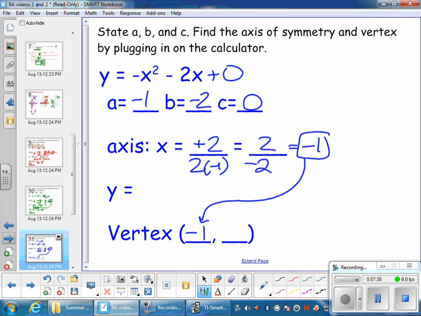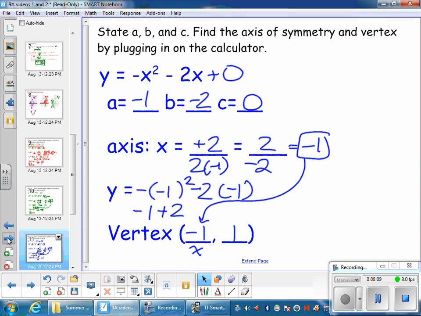And again, to find the y, you plug in x back into the equation. So I'm going to copy the equation, negative x squared minus 2x, but instead of writing x, I'm going to plug in negative 1. Now a common mistake is to cancel these two negatives out, but you have to square that first, and negative 1 squared is positive 1. So it's going to be negative 1, negative 2 times negative 1 is positive 2. So if you're doing it by hand, you get negative 1 plus 2, which is positive 1.